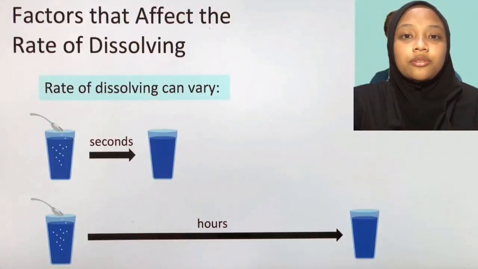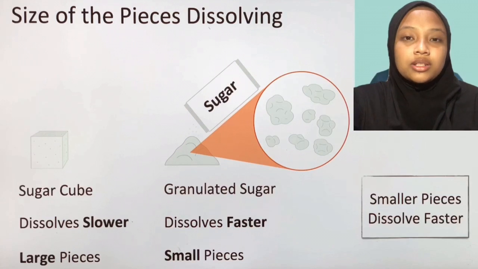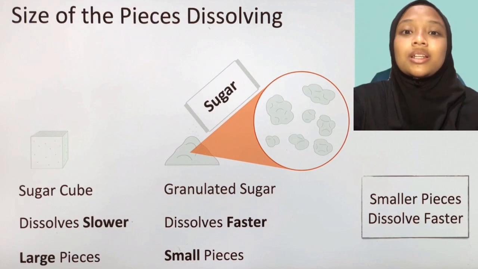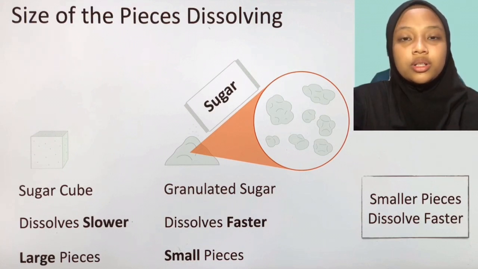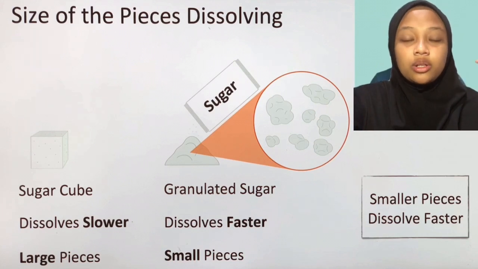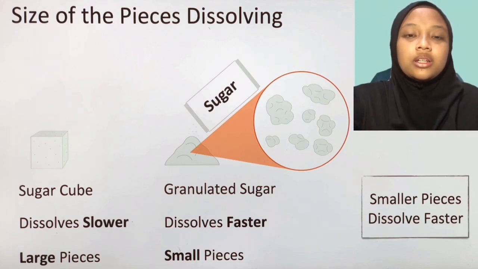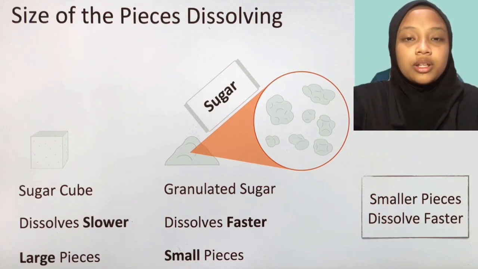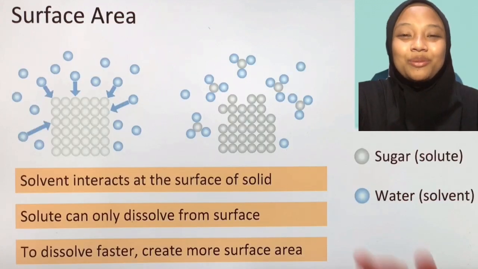Some sugar takes a few seconds to dissolve, but some sugar takes a few hours to dissolve. For example, the sugar cube and the granulated sugar. The sugar cube is a large piece, and the granulated sugar is a small piece. It is made of tiny grains. If we look closely, the large piece dissolves slower, and the small piece dissolves faster. It is because of the surface area that is exposed to the water. Surface area. The blue one is the water and the white one is the sugar.